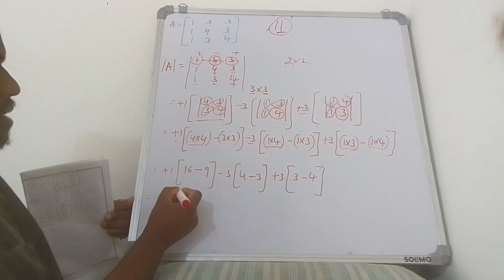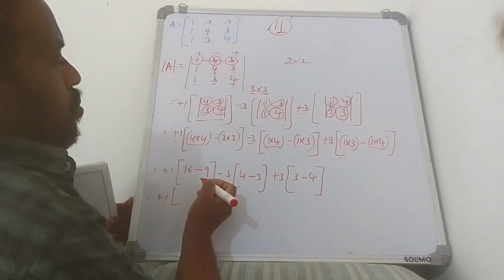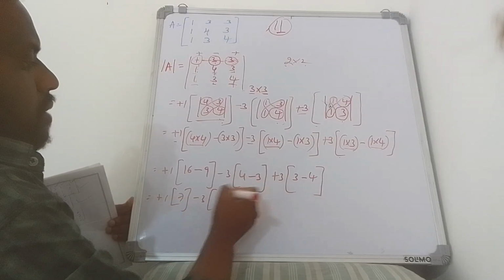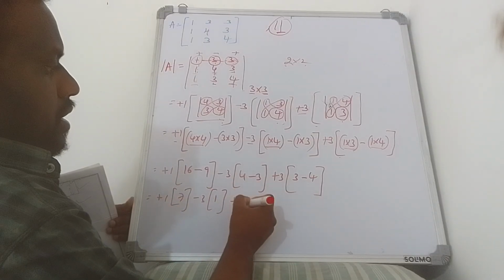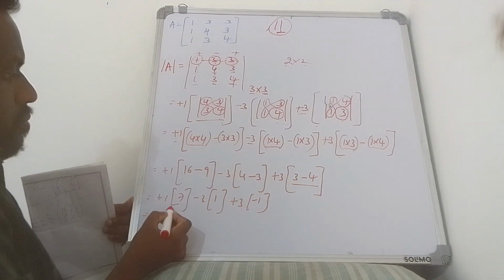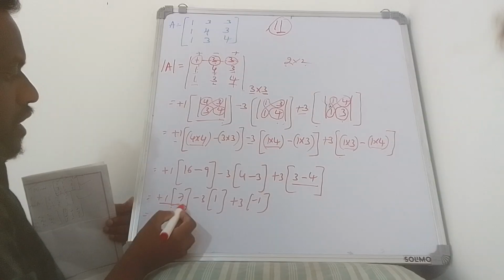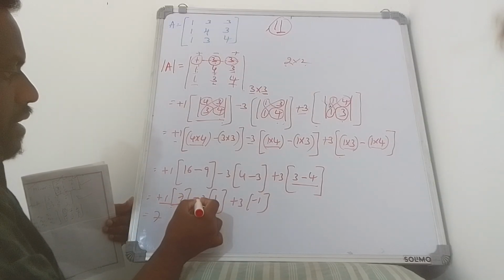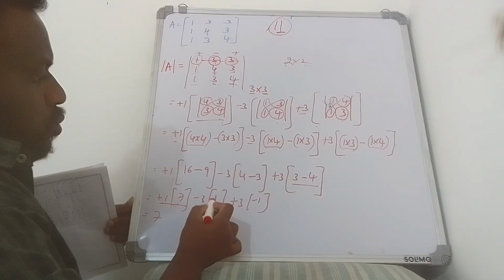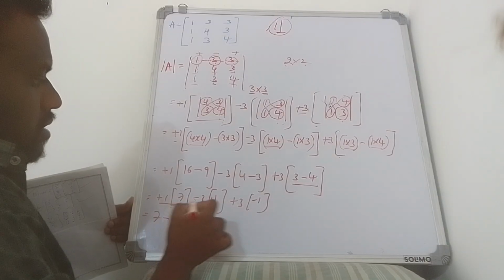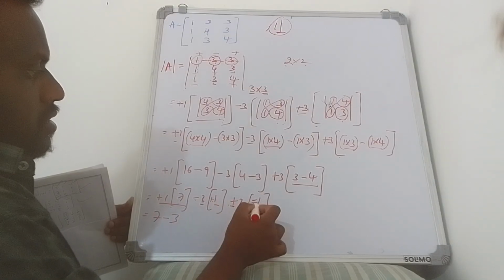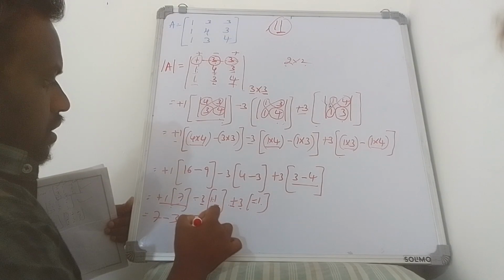Now this plus 1, simplification. 16 minus 9 is how much? This is 7. So this minus 3, 4 minus 3 is 1. Plus 3 I am taking, so 3 minus 4 is minus 1. Bracket means multiplication, so plus 1 into 7, 7. Here minus, here just 1 means plus is there. Minus into plus is minus, so 3 into 1, 3. Next here plus is there, here minus is there. Plus into minus is minus, so 3 into 1, 3.